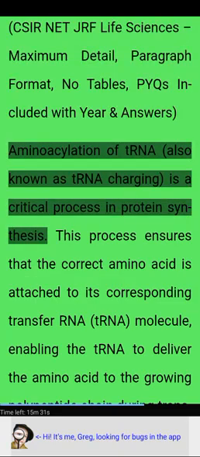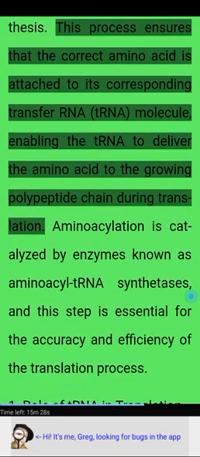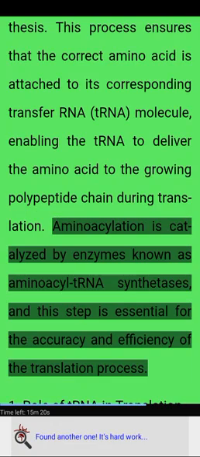Aminoacylation of tRNA, also known as tRNA charging, is a critical process in protein synthesis. This process ensures that the correct amino acid is attached to its corresponding transfer RNA (tRNA) molecule, enabling the tRNA to deliver the amino acid to the growing polypeptide chain during translation. Aminoacylation is catalyzed by enzymes known as aminoacyl tRNA synthetases, and this step is essential for the accuracy and efficiency of the translation process.